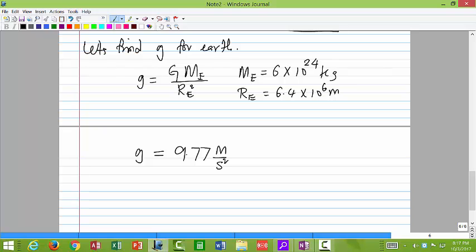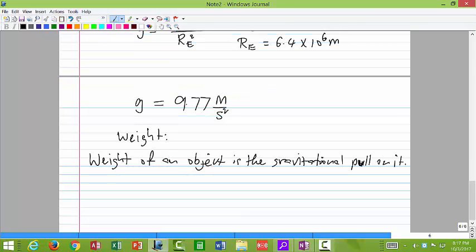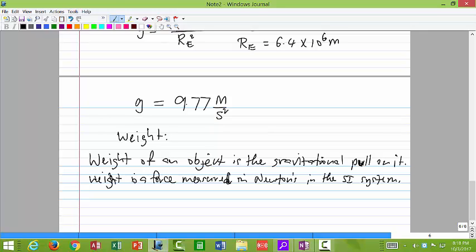Okay, let's look next at weight. So we just saw that the weight of an object is just the gravitational pull on it. So we can put that down. The weight of an object is the gravitational pull on it. So weight is a force measured in newtons in the SI system.